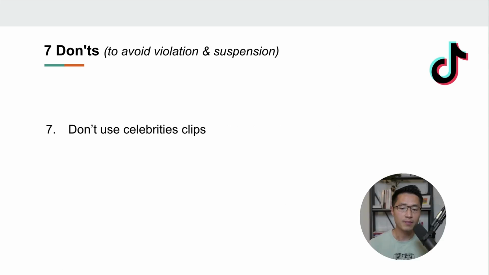The last one is don't use any celebrities' clips. It's quite common to see someone use Joe Rogan's clips or any other celebrities when they talk about certain products, and they would clip it and then insert it into their own TikToks and then promote certain products. That is against guidelines unless you have permission from that celebrity to talk about that product in your video. Now, some people still do it and they may still get away with it, but it's a high chance that eventually they will get a violation on it.